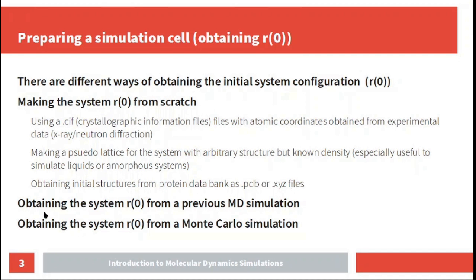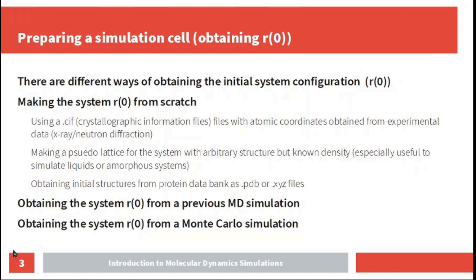Another way of obtaining the starting configuration is, of course, from a previous MD simulation. So for example, you might be running a simulation at different conditions of temperature. You do a simulation on a system at 300 Kelvin, and then you want to see what is the effect of temperature, so you want to do the simulation at 350 Kelvin. One way you can do that is you start with the 300 Kelvin simulation, you get the output, and the last frame of your 300K simulation output you can use as the initial configuration of your next simulation at 350 Kelvin.